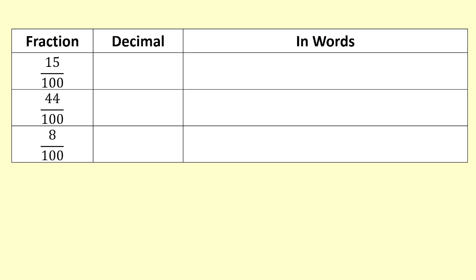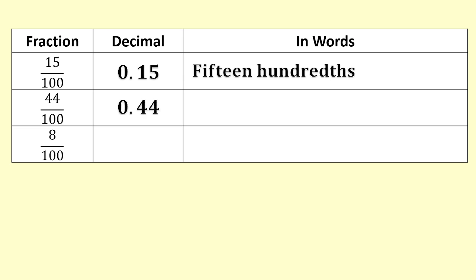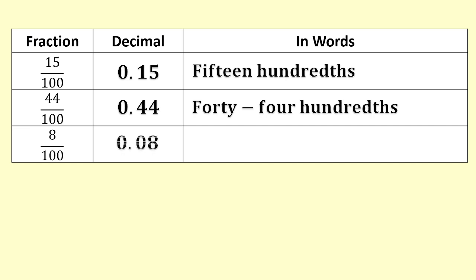Let's answer this. The decimal of 15 hundredths. So the answer is 0.15. In words, we have here 15 hundredths. The decimal of the fraction 44 hundredths is 0.44. In words, 44 hundredths. Next, we have here 0.08. In words, 8 hundredths.